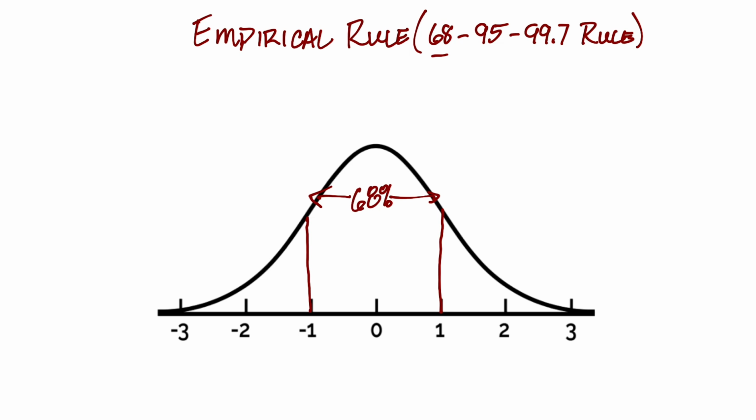That's the 68 part. The 95 part says that within 2 standard deviations, about 95% of all the observations in the population will fall. And you guessed it, the 99.7, well, that's within 3 standard deviations. Let me write that correctly first.